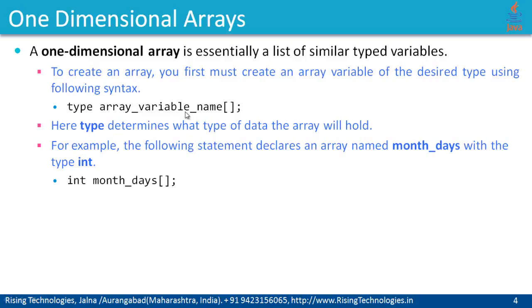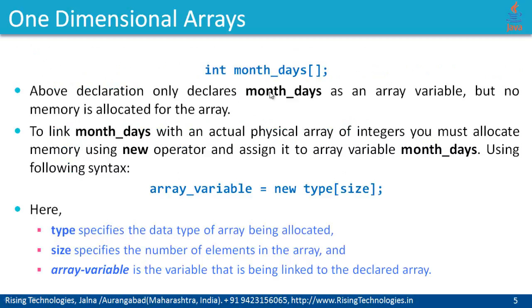For example, suppose I need to declare an array that holds integer type of information. So the following statement declares an array with the name month days. Okay. So the syntax is data type, name of array, and array notation. So this particular declaration declares month days as an array variable. But this declaration only declares an array reference variable, but no memory is allocated for the array.